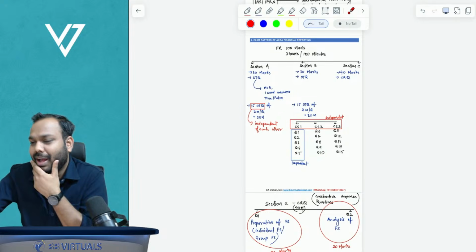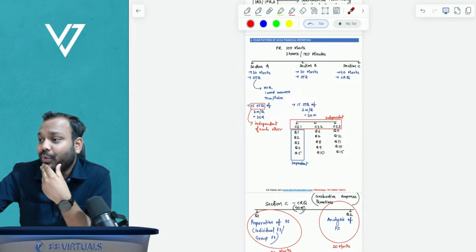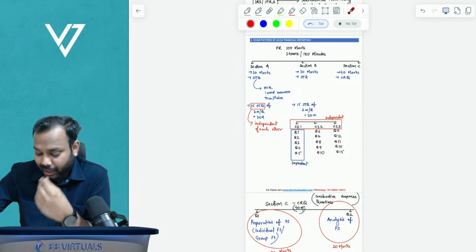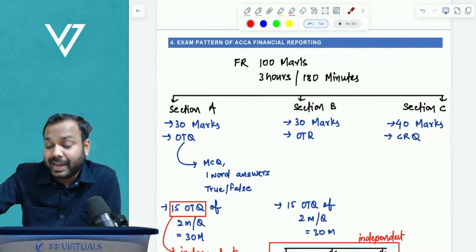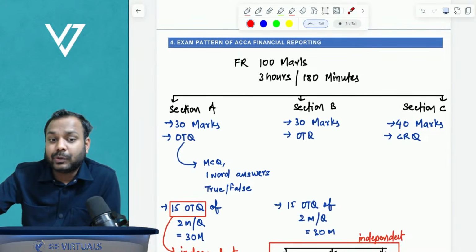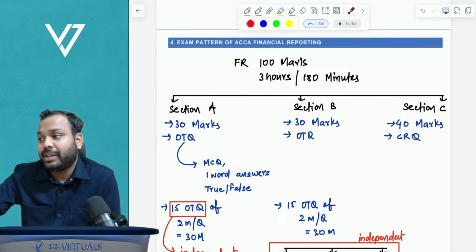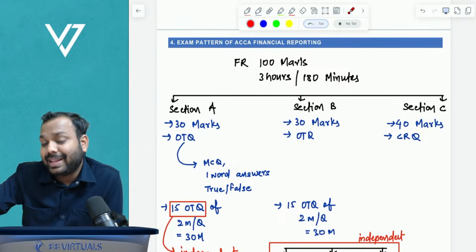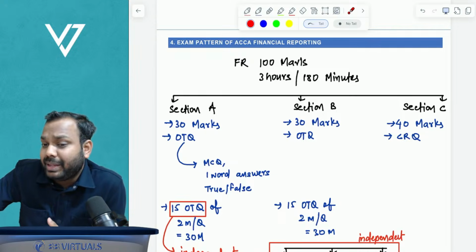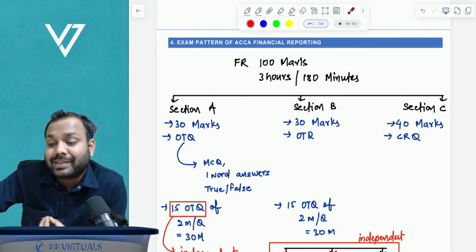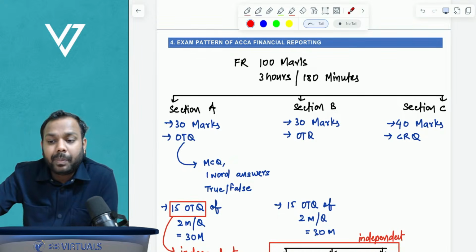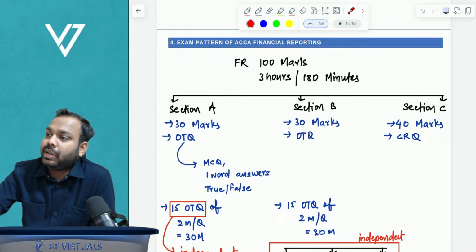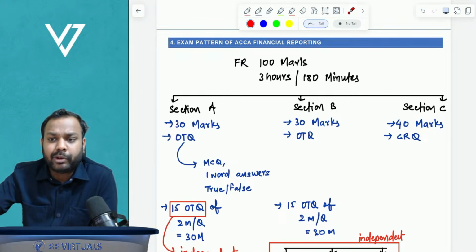Okay, now tell me, do you want me to open an ACCA FR exam paper and show you exactly how the questions are, how section A is, how section B is, how section C is? Do you want me to show a question paper? Okay, so let us see a question paper.